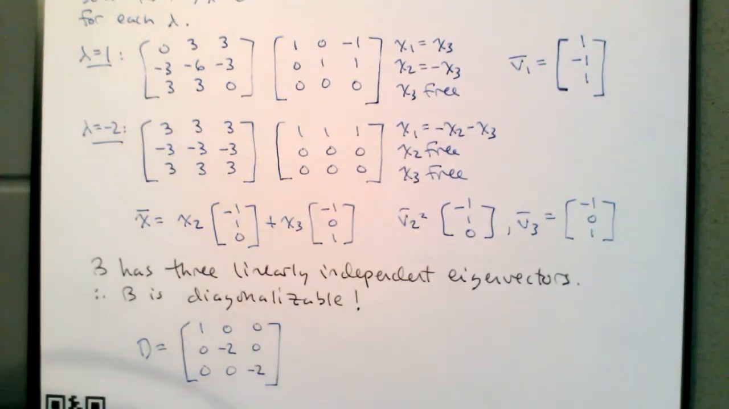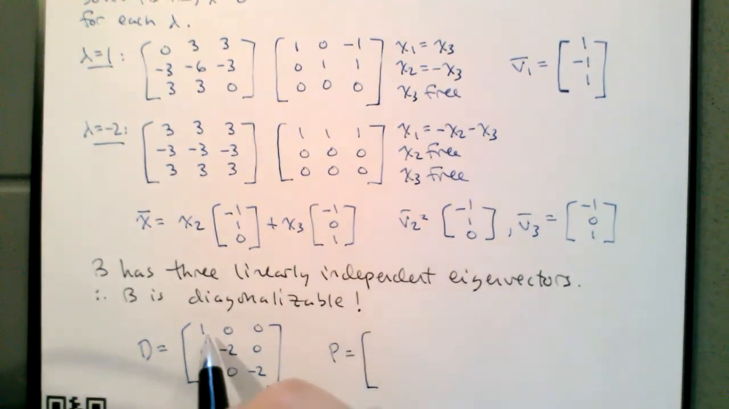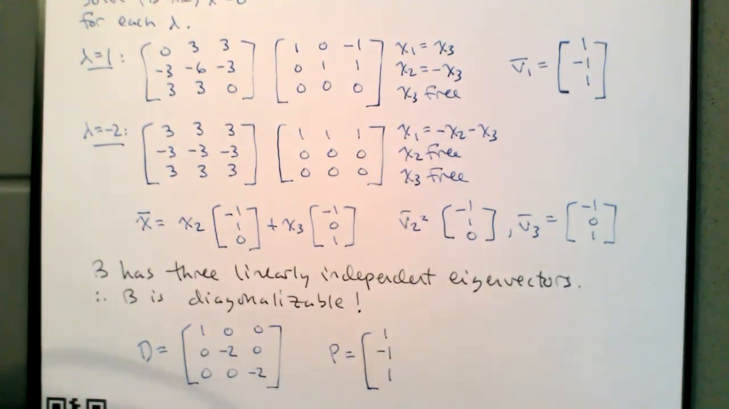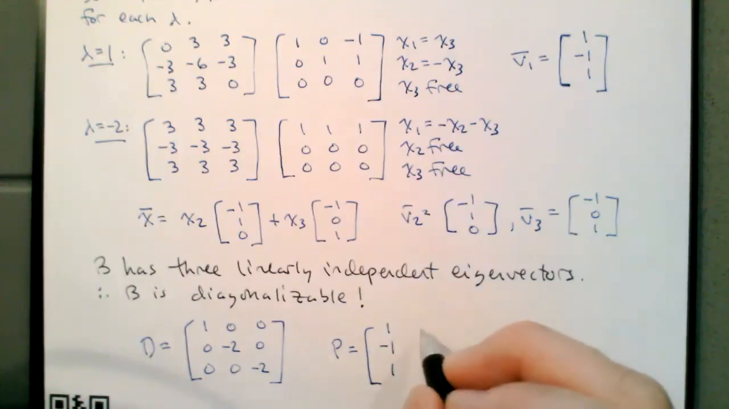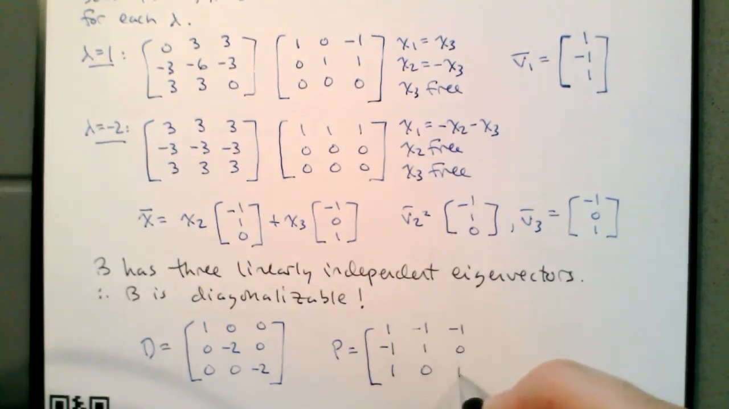And my invertible matrix P, since I made the first column of the diagonal matrix lambda equals 1, the first column of my invertible matrix will have to be the eigenvector corresponding to 1. Since the second and third columns of my diagonal matrix are using the eigenvalue negative 2, the second and third columns of my invertible matrix have to use the vectors corresponding to lambda equals negative 2. So I'll just put them in the order that I found them, negative 1, 1, 0, negative 1, 0, 1.